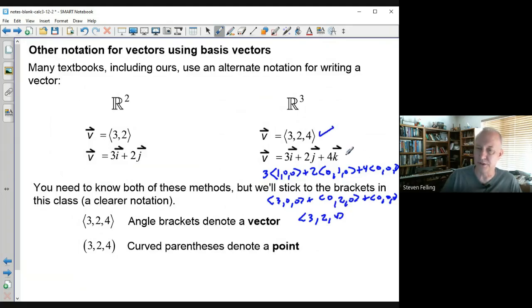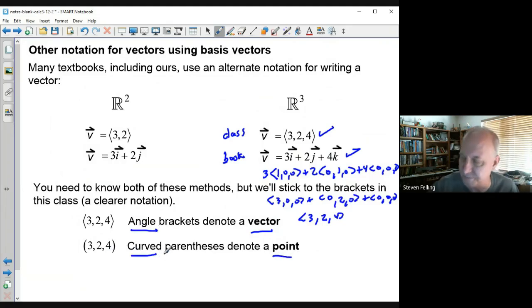The textbook likes to write vectors in this manner by saying, instead of bracket 3, 2, 4, they say 3 times the i vector plus 2 times the j vector plus 4 times the k vector, okay? These are equivalent. However, this is the book method. This is the method we're going to use in the class. I just feel, and Ms. Dastu before felt, like this is by far the clearer way to do that. But one thing when we do that is you have to be careful to distinguish between a vector and a point, right? So a vector has angle brackets, a point has curved parentheses.